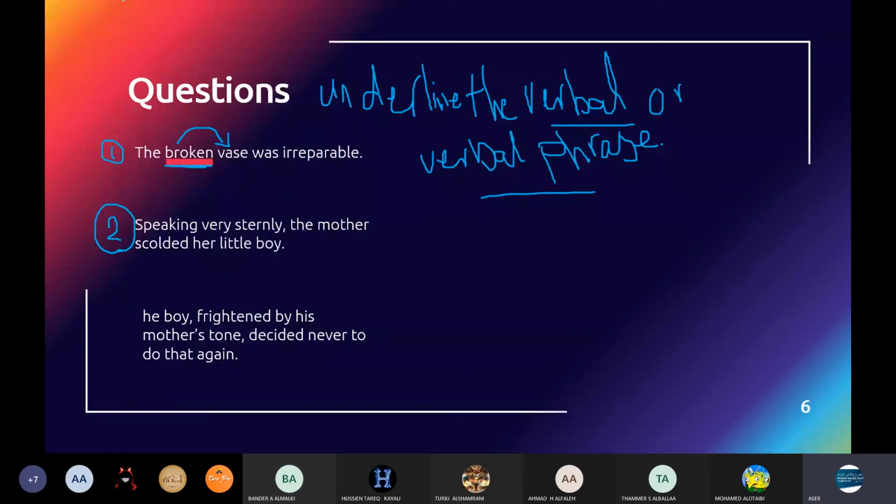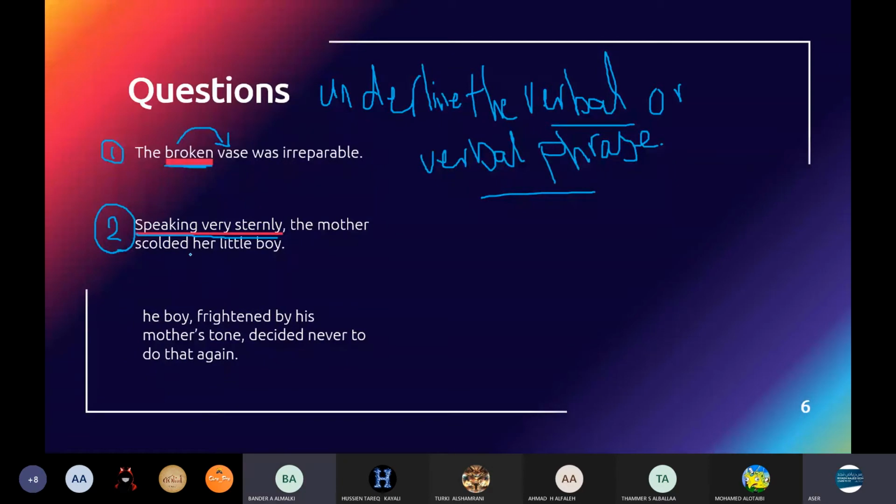Speaking very sternly, the mother scolded her little boy. So I have here speaking as a verb and some modifiers, and they are just identifying how the mother was speaking. So they are correct, referring to that way, this sort of personality.